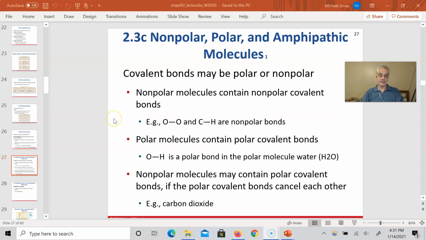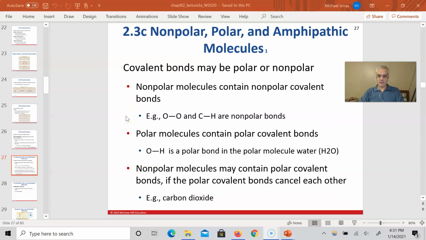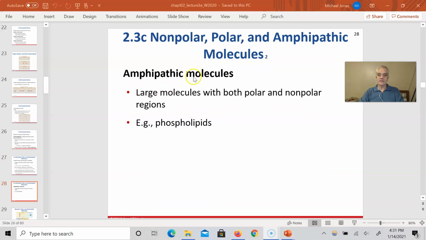All right. Now, I just said covalent bonds can be polar or nonpolar, right? Now, there's another kind of molecule where you can have really big, long molecules, where at one end of the molecule you could have some polarity, and at the other end you have nonpolar bonds. These are referred to as amphipathic molecules.